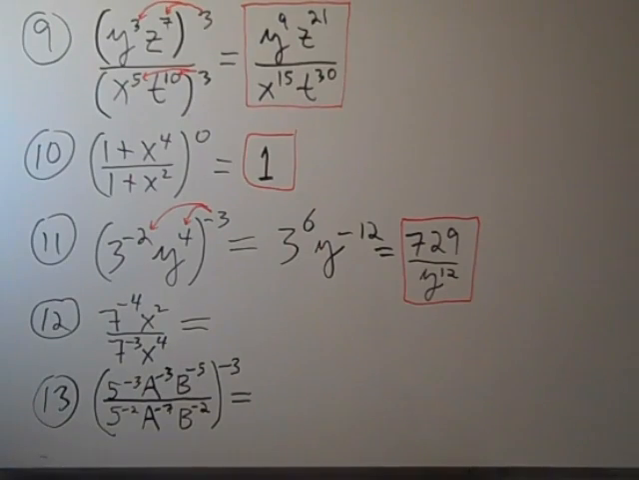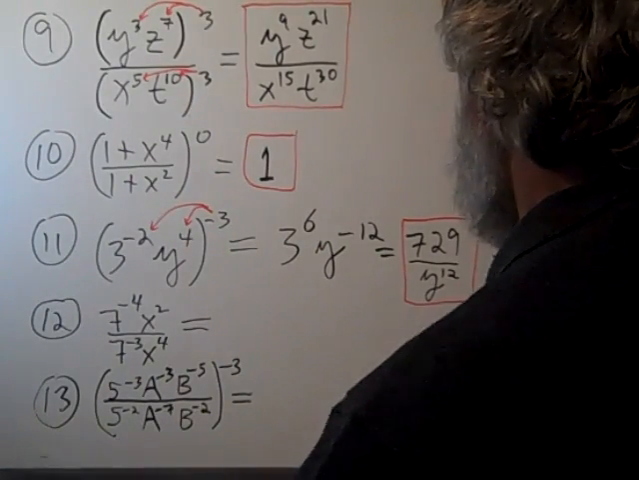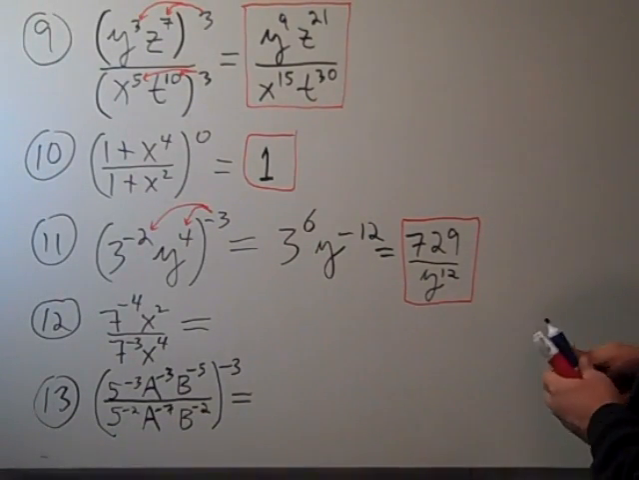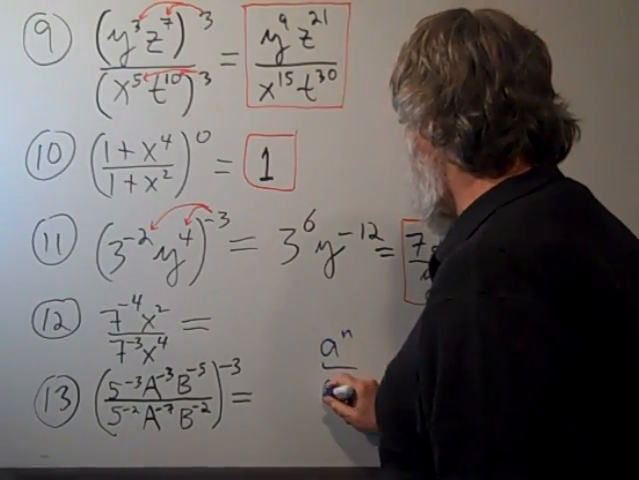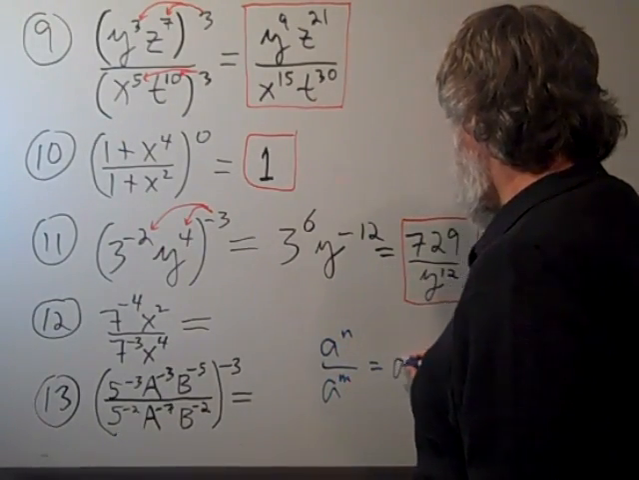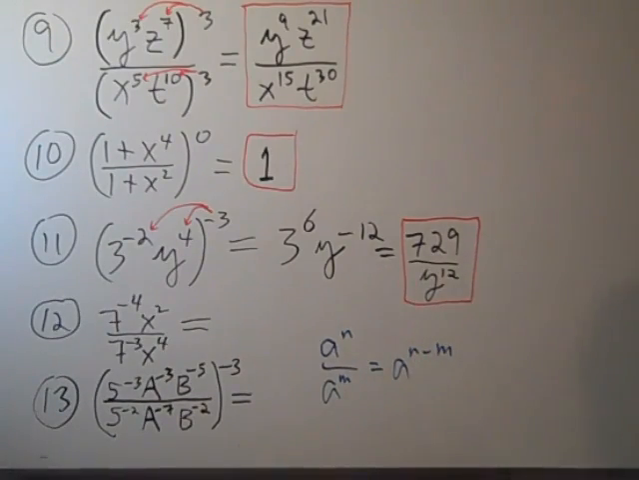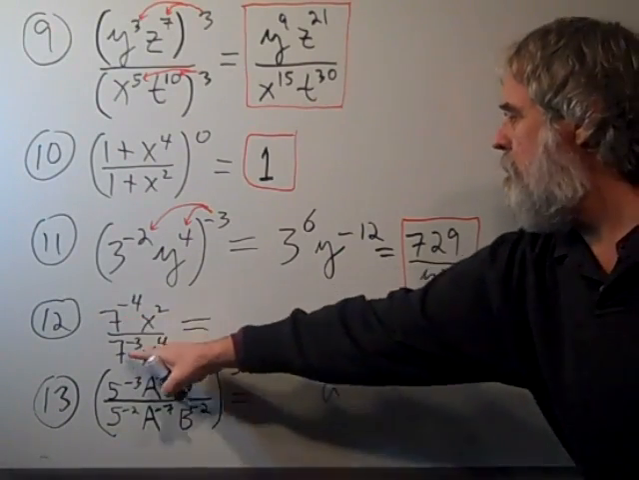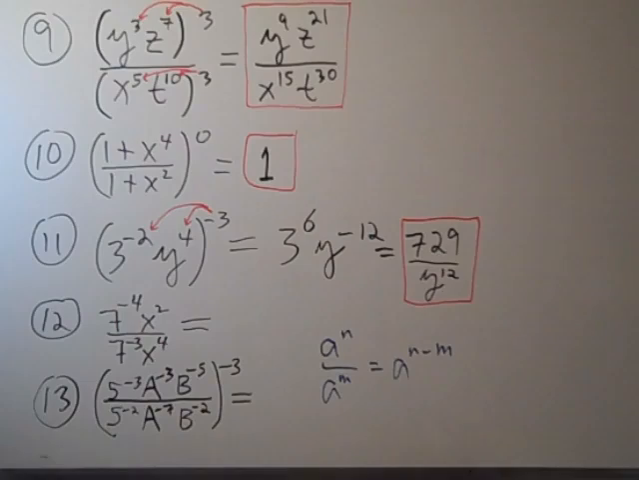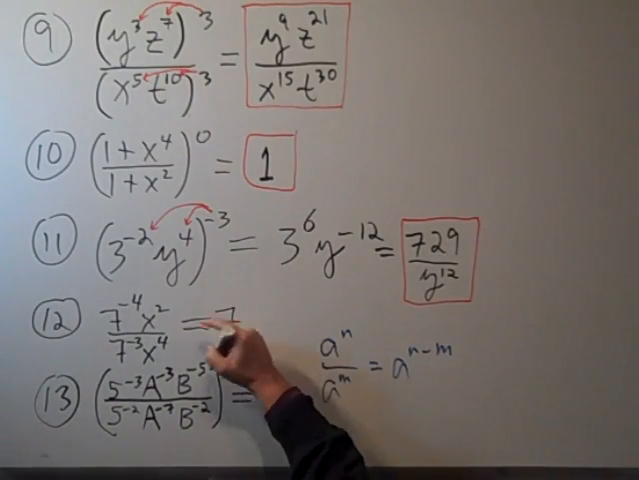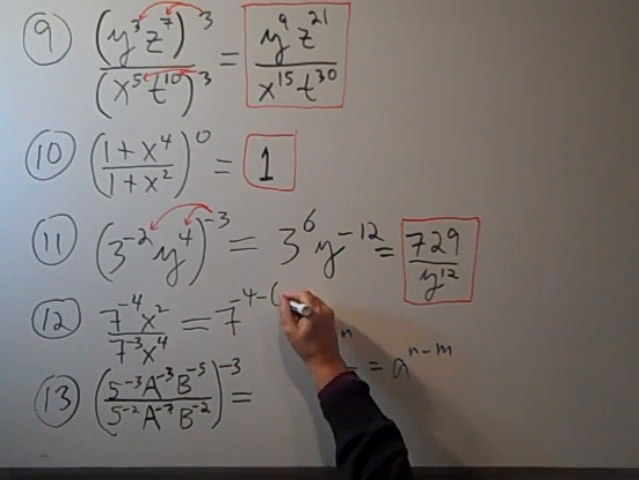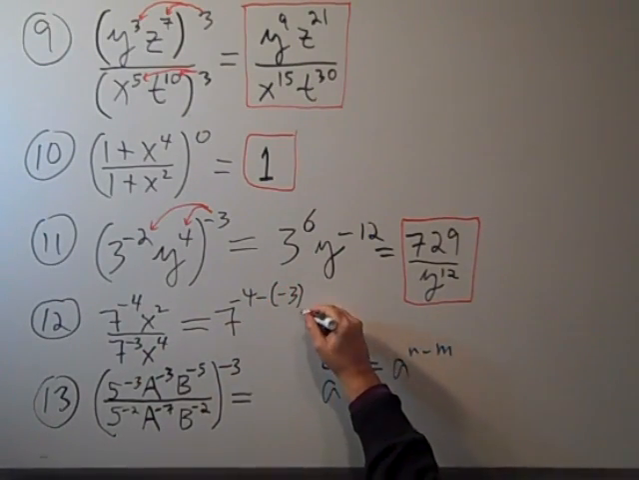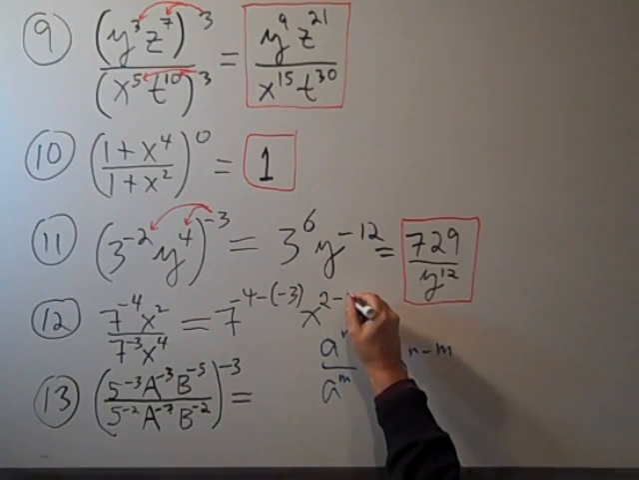For this next problem, we're going to use the property of exponents. It says that a to the n divided by a to the m is a to the n minus mth power. We're going to use that here twice to get 7 to the negative 4 minus negative 3 and x to the 2 minus 4.